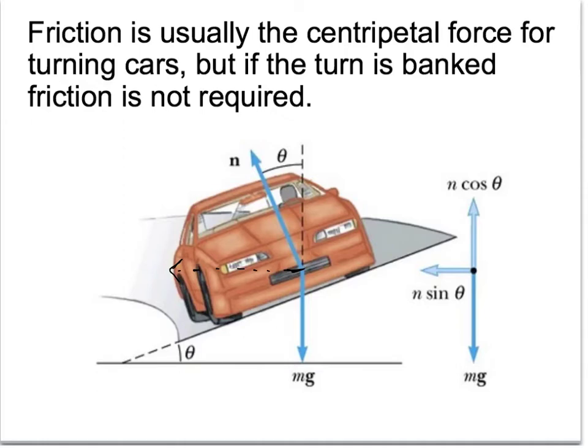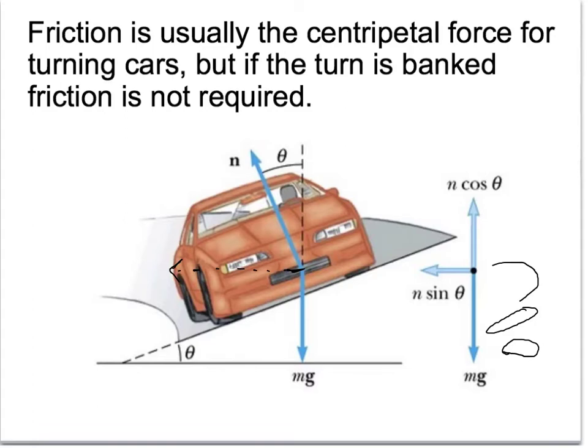So, kind of a summary of that. Friction is usually the centripetal force for turning cars, but if the turn is banked or angled up a little bit, then friction isn't required. And if you haven't got what I mean by bank, imagine a flat circle on a road, and instead we angle that up a little bit, so you kind of go up and around instead of just around.